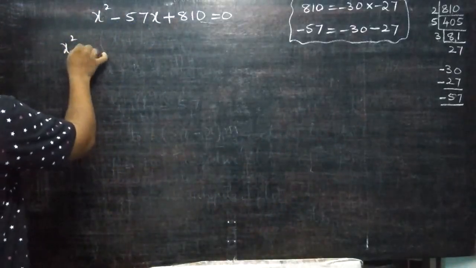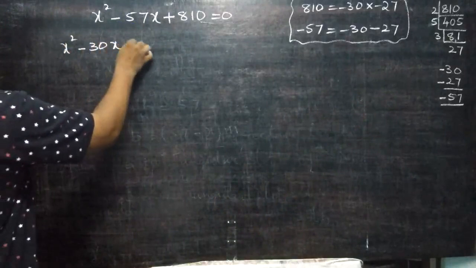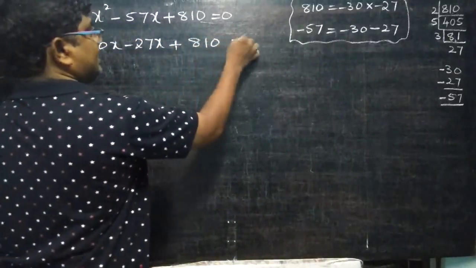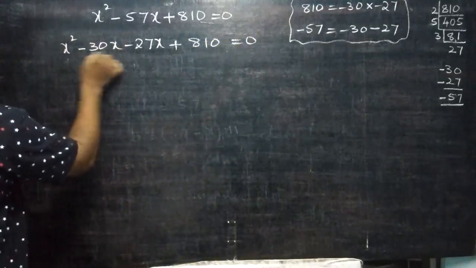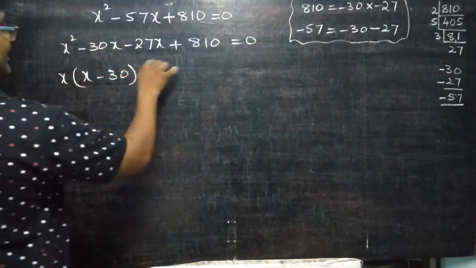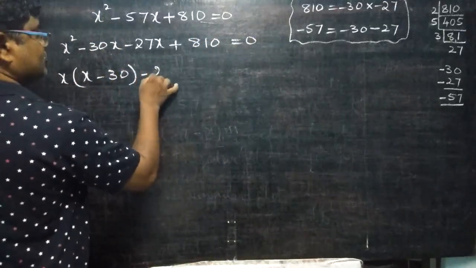x square minus 30x minus 27x plus 810 is equal to 0. From the first two you take x common, x minus 30. From the next two you take minus 27 common.